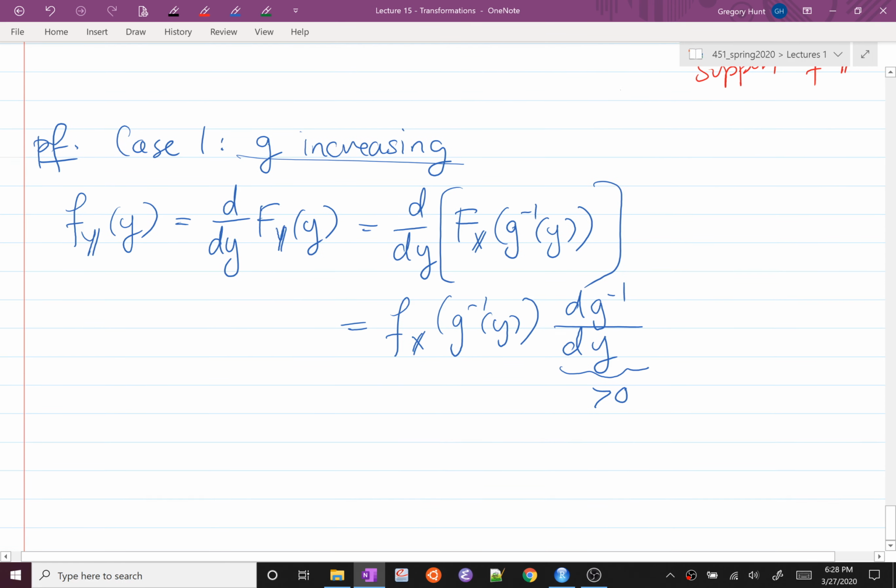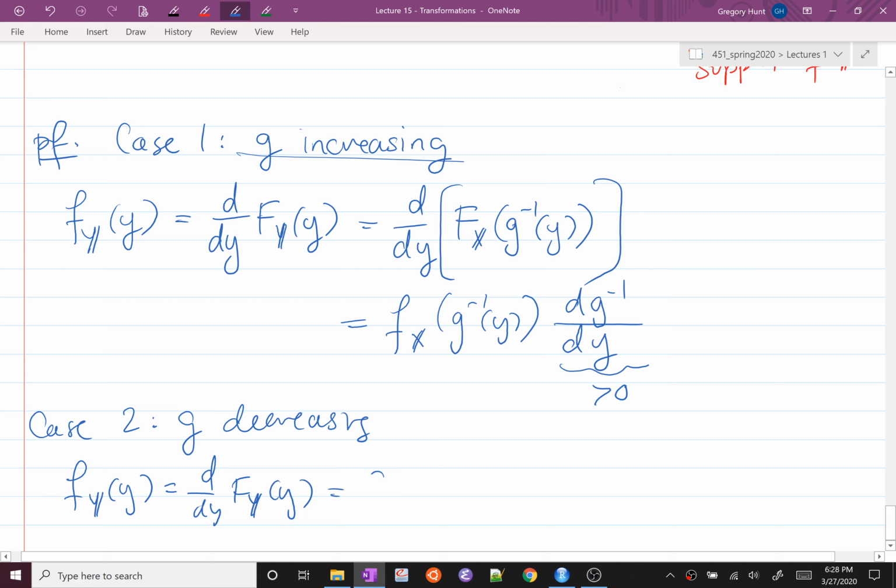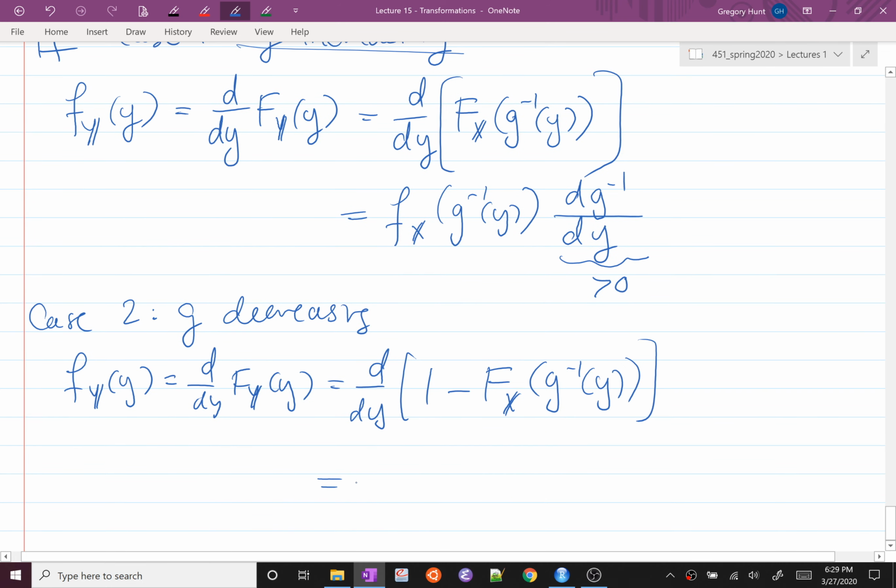Okay, let's look at case 2. Bet you can know where this is going, where g is decreasing. We can say that f_Y of y is d/dy of the CDF. And our formula is a little bit different in this case. In the decreasing case, we said that it's 1 minus F_X of g inverse of y. But that doesn't pose much of a problem. We can still do derivatives. We get negative f_X of g inverse of y. And then we have to take a derivative of the inside here. So we get d g inverse dy.